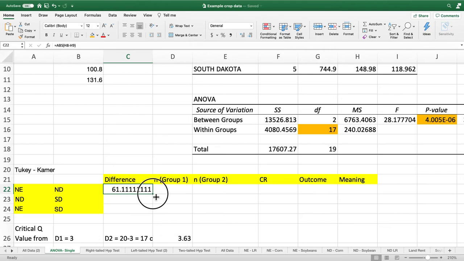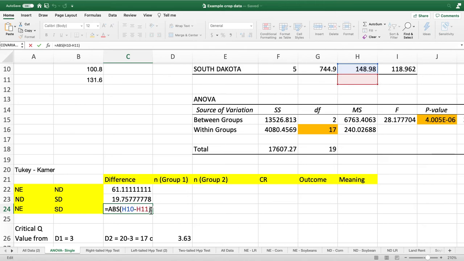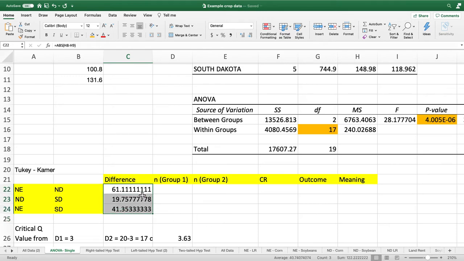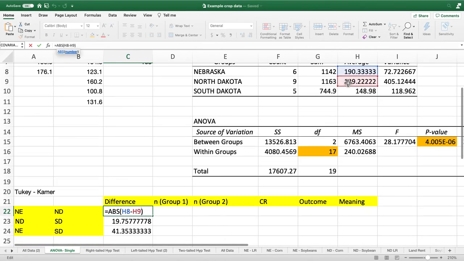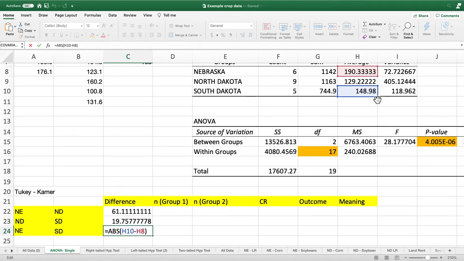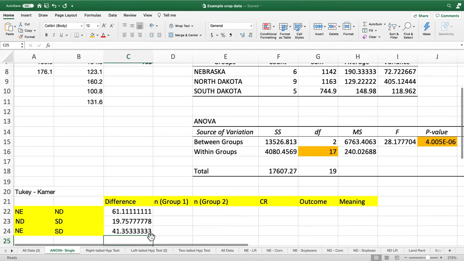So now we're just going to drag that down, and we need to fix this one, obviously, because we want the absolute value between H8 and H10. So there are my absolute differences, and the first one is Nebraska and North Dakota. Second one is North Dakota and South Dakota. Third one is the difference between Nebraska and South Dakota. We do the absolute value so that it doesn't matter which one you put in first. If it's positive or negative, we just want that absolute value.